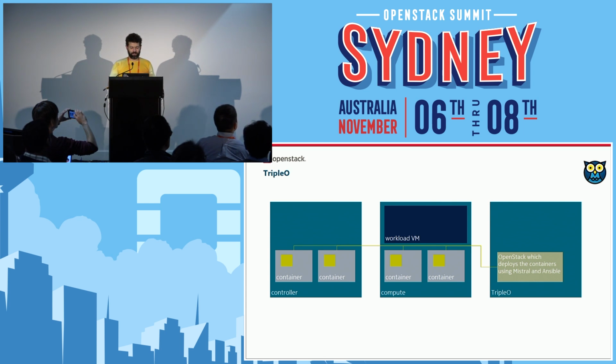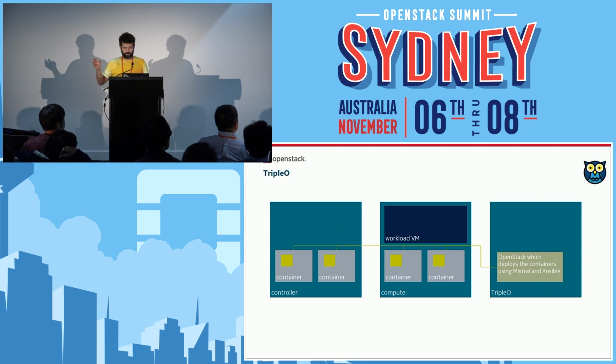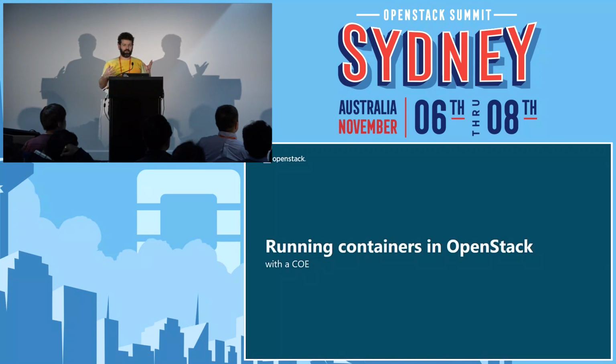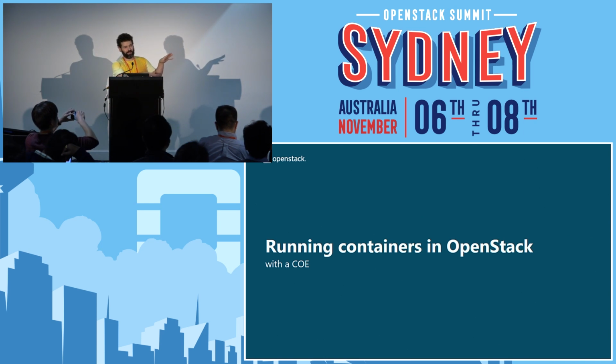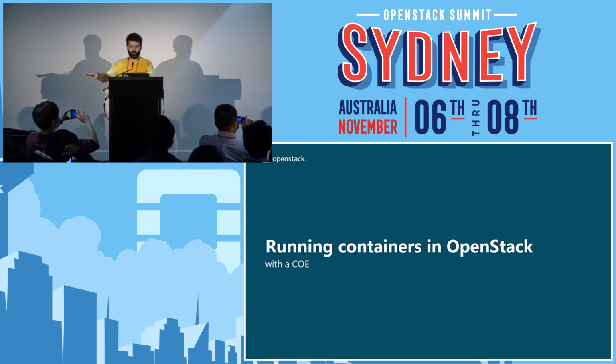So here the controlling layer of how to deploy OpenStack is running in one OpenStack installation, which is using Mistral and Ansible to deploy the OpenStack, which finally carries the workload of the virtual machines. So these were the projects which are deploying OpenStack in containers. As you can see, there are several of them. Each of them is one option for how to approach the problem.